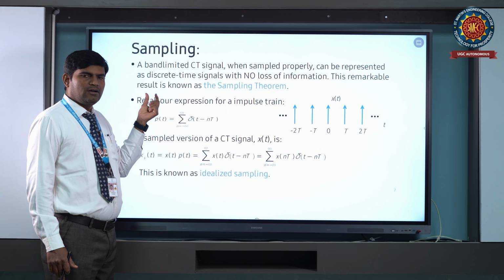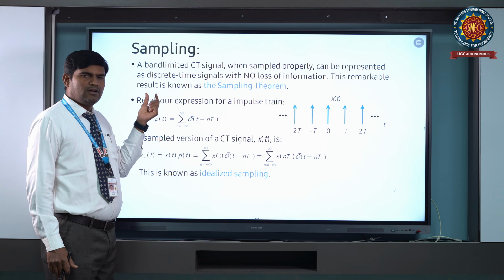Now how do we convert this into the frequency domain? That is, the spectrum, the frequency domain version of the sampled signal. How do we get it? By applying the Fourier transform. So as a mathematical approach, we are going to apply the Fourier transform to this.